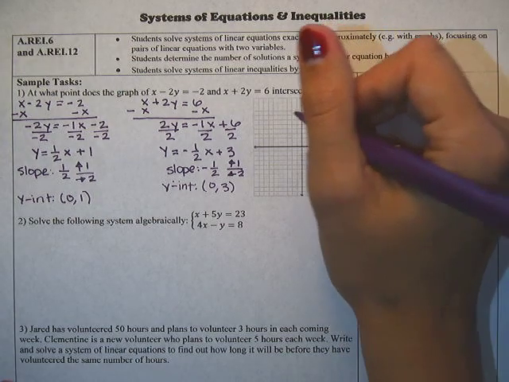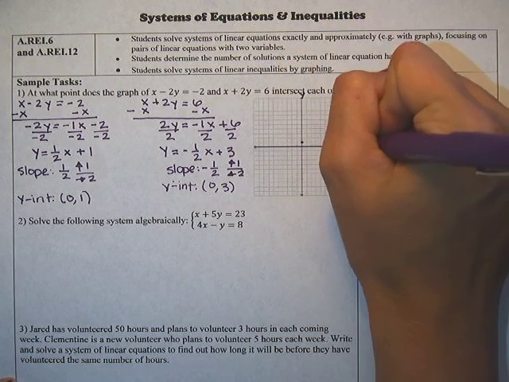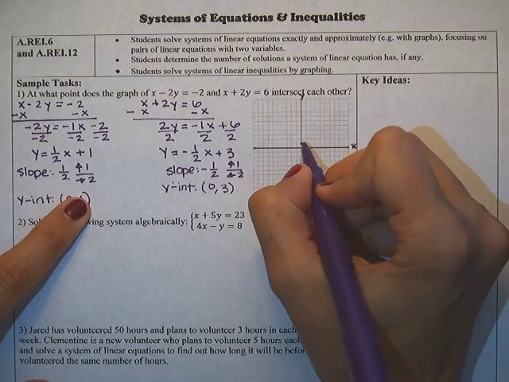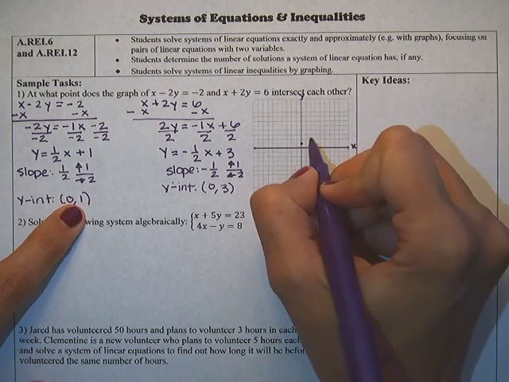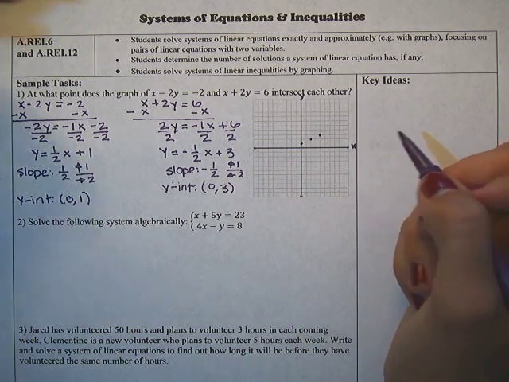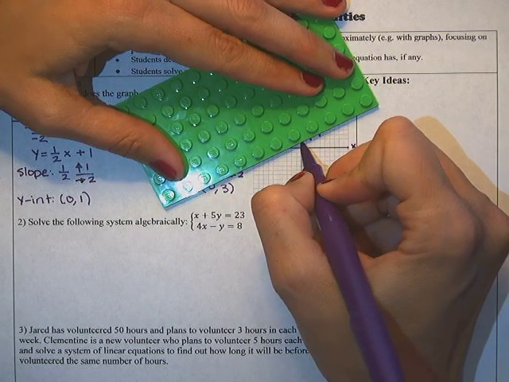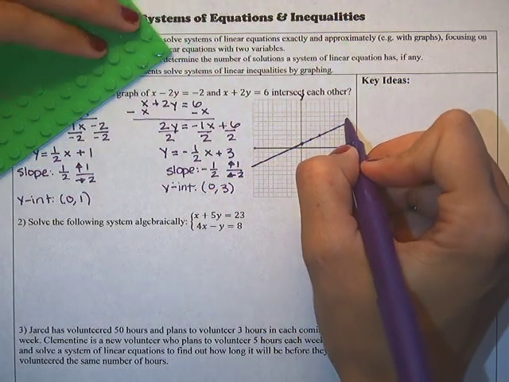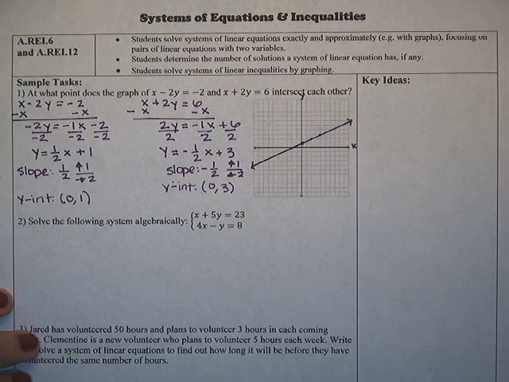Okay, so let's go ahead and graph the first equation. So our y-intercept is (0, 1). This is our y-axis, this is our x-axis. And then our slope from the y-intercept is up 1 over 2, plot a point, up 1 over 2, plot a point. And now you need to use a straight edge. I'm going to use this Lego piece that I have here and connect the dots all the way across. Make sure you use a straight edge because you need these to be as accurate as possible.